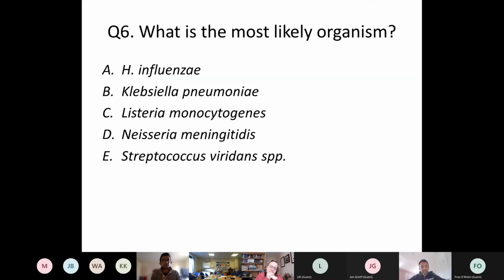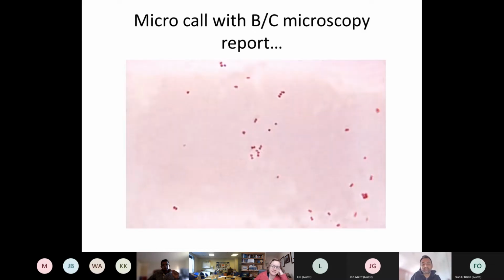So what's the most likely organism here? Is it Haemophilus, Klebsiella pneumoniae, Listeria, Neisseria meningitidis, or Streptococcus viridans? Again, any budding microbiologists or ID interested people here to point out? So I'll break it out. Anyone think this is either gram positive, gram negative? Negative.